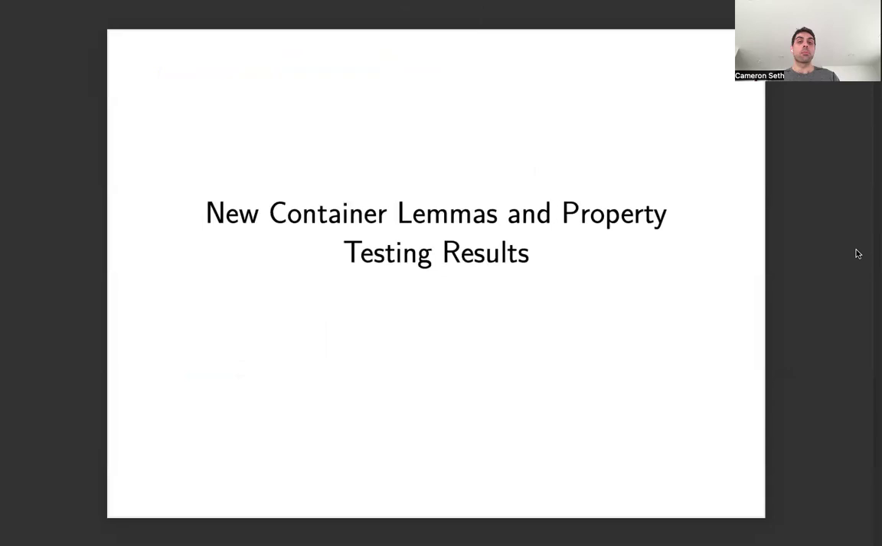Okay, now I want to move on to some of our new graph container lemmas and give a high-level idea of how they give new property testing results.